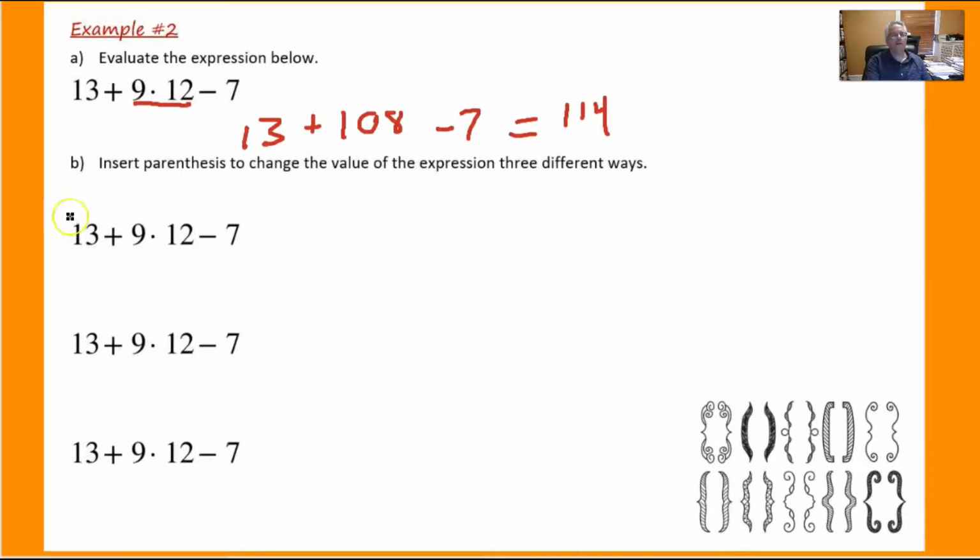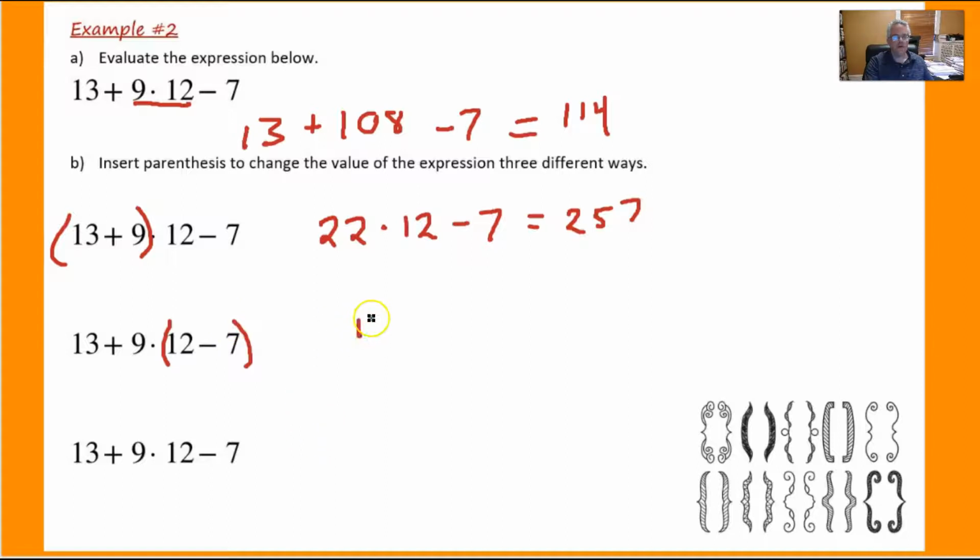We could put parentheses here to change the value, forcing the addition first, so that 13 plus 9 is 22 times 12 minus 7. So it's calculator time for Mr. Miller. 22 times 12 minus 7, I get 257. Let's see if this makes a difference. I'll put parentheses around the 12 minus 7. This would become 13 plus 9 times 5, which is 13 plus 45, which I think is 58.